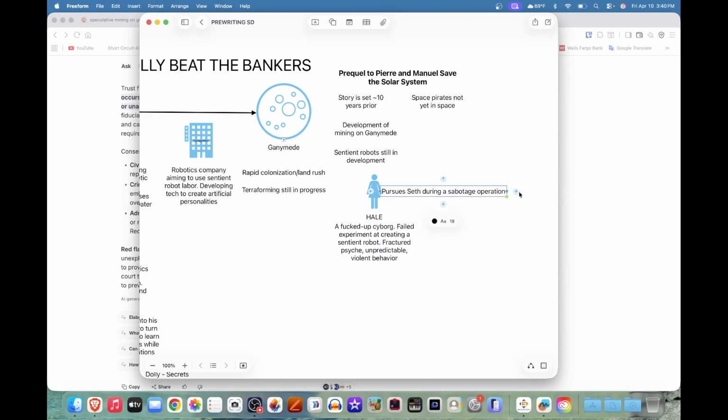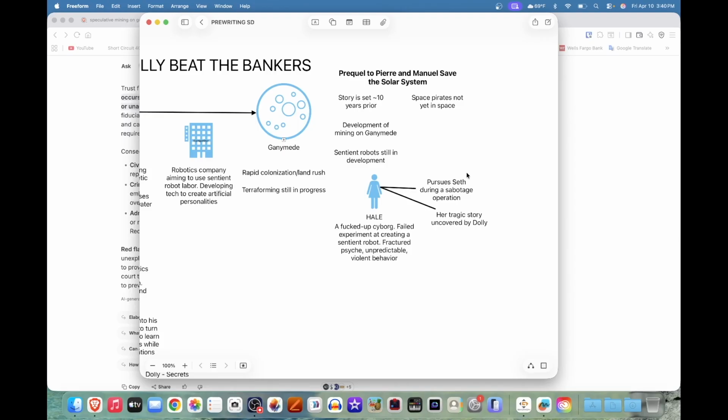Pursue Seth during a sabotage operation. Her tragic story uncovered by Dolly. And that would make sense, because Dolly is in the owner's family's house. That would make sense, because Dolly is learning about what's going on at this competitor.